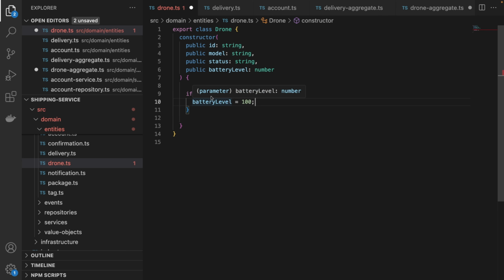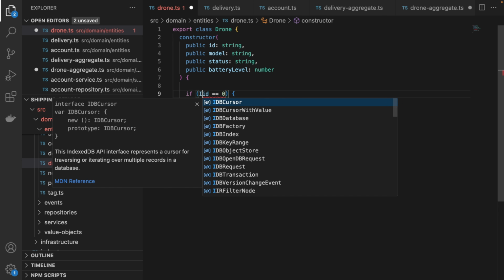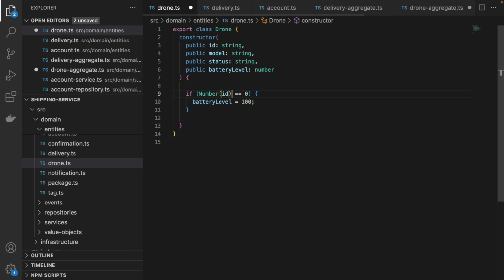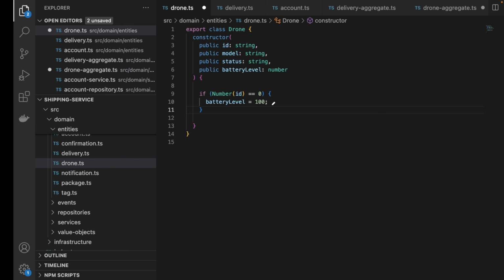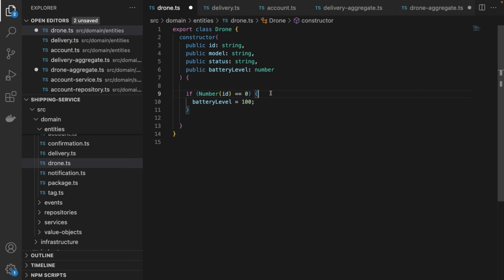And why is it red? Let's check. Oh, okay, because string and this don't have any overlap, but of course, let's make it a number. Okay, like this. And this is going to put some logic into our drone TS. Otherwise, we have to handle this somewhere else. And this is going to be our rich model, because entities are already responsible for most of their logic themselves.